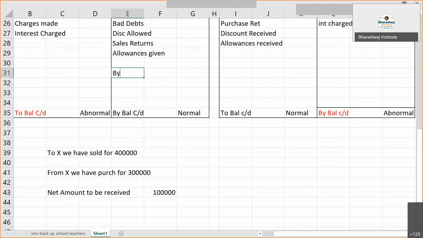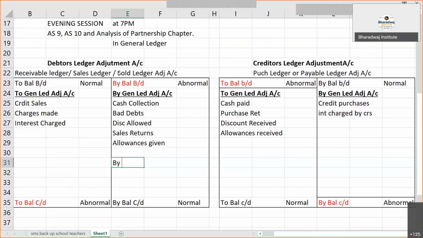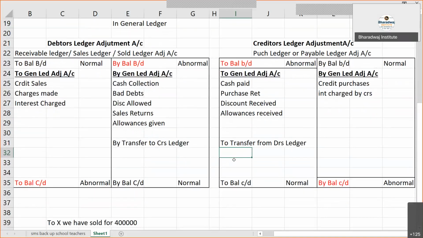This will be called by transfer. By transfer, then to transfer. So this is how we record the debtors ledger adjustment account and creditors ledger adjustment account.